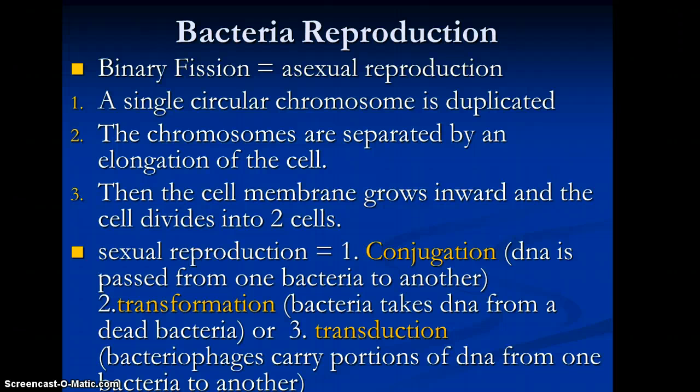But they can also reproduce sexually through conjugation, transformation, or transduction. Conjugation, meaning they have sex. DNA is passed from one bacteria to another bacteria. And they can actually pass DNA between species. That's unheard of in any other kingdom.